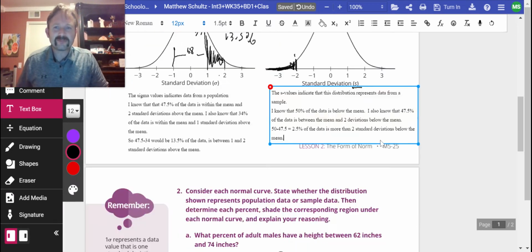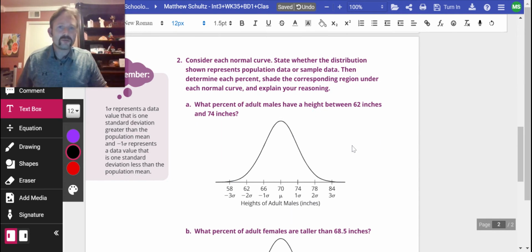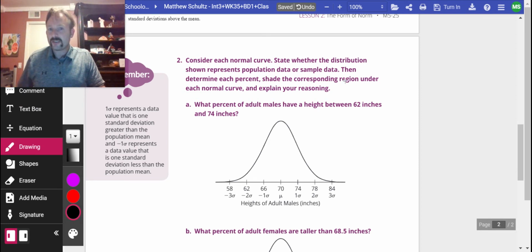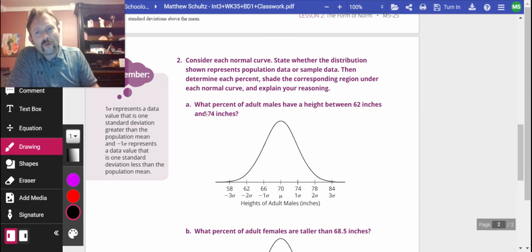Let's continue. So 2, consider each normal curve. State whether the distribution represents population data or sample data. Then determine each percent, shade the corresponding region under each normal curve, and explain your reasoning. What percent of adult males have a height between 62 inches and 74 inches? Well, before we read that, sigma represents a data value that is 1 standard deviation greater than the population mean, or -1 and sigma represents a data value that is 1 deviation less than.